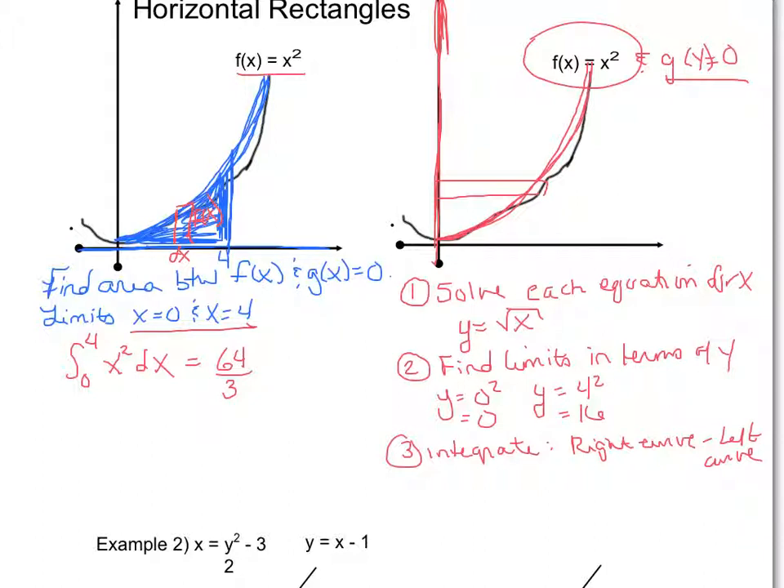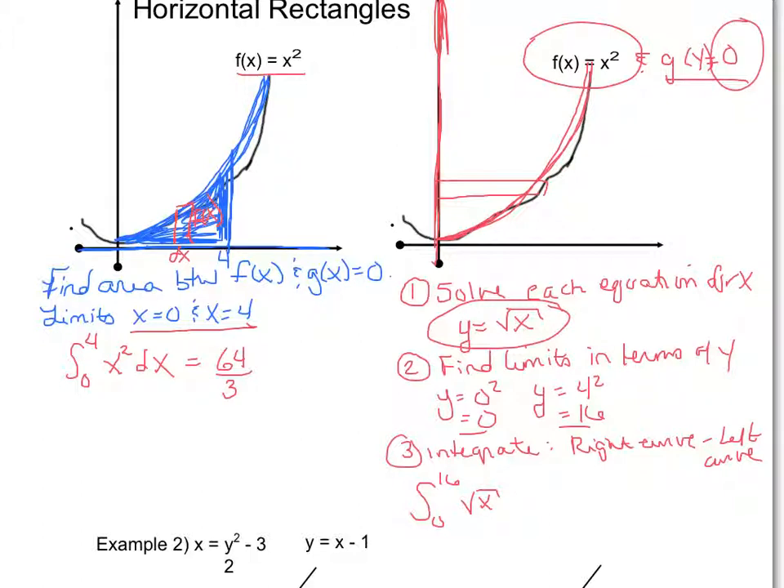So now I'm going to integrate. I'm going to write my integral, and my y limits were from 0 to 16. And my right curve was my square root of x. And my left curve was just 0, so I don't need to write it.